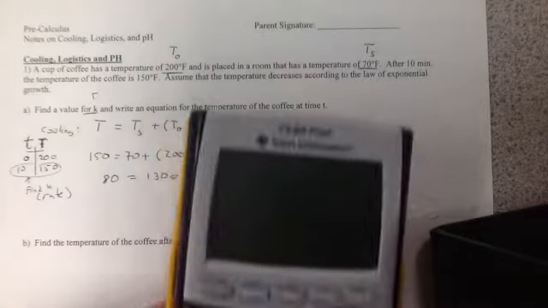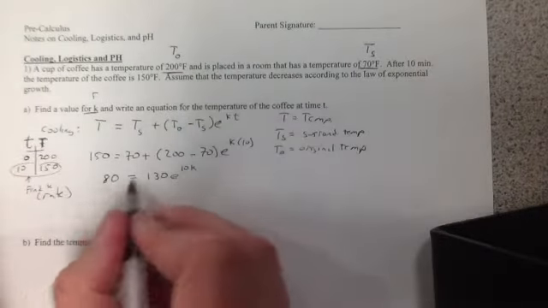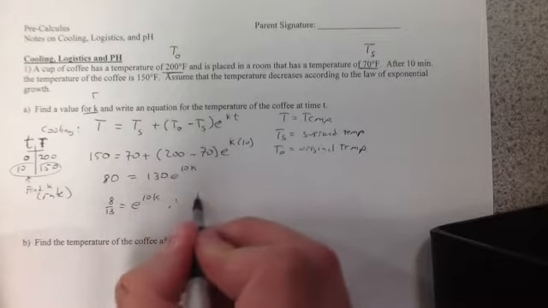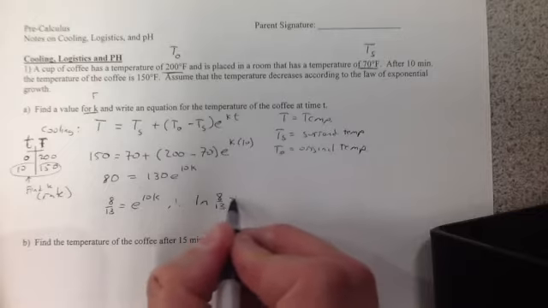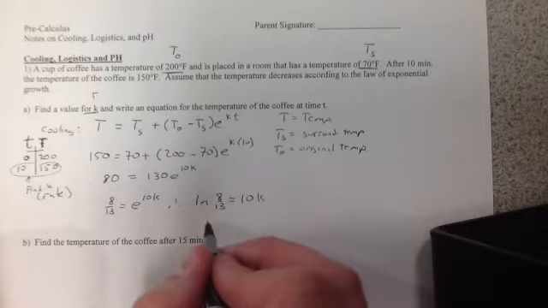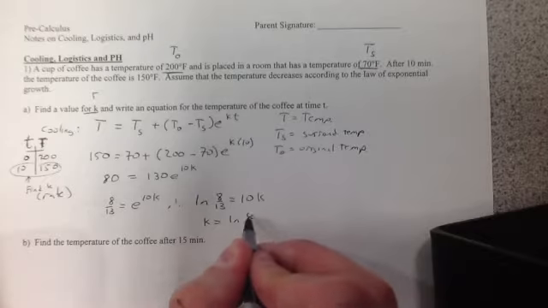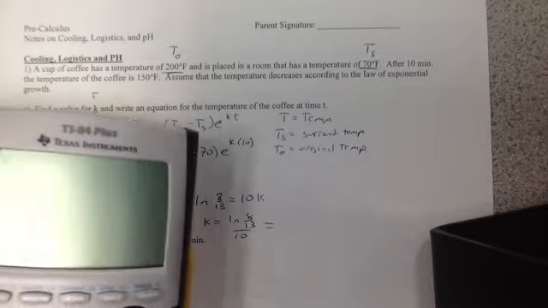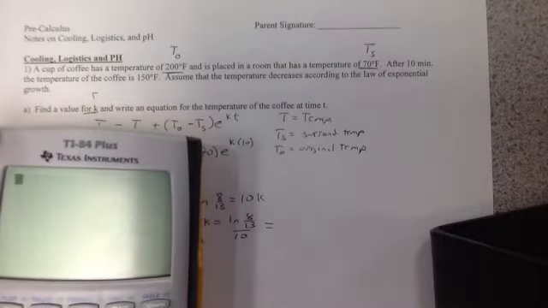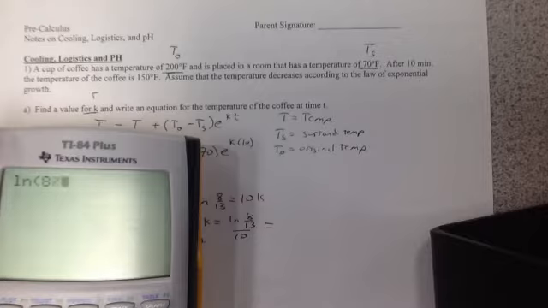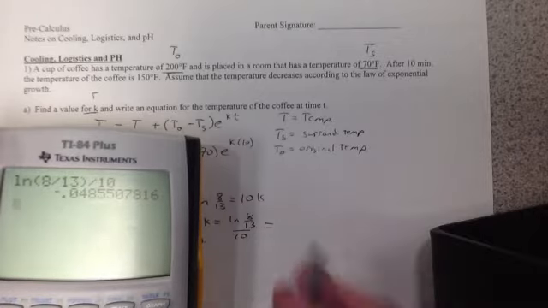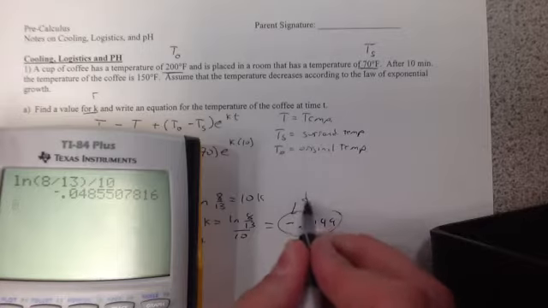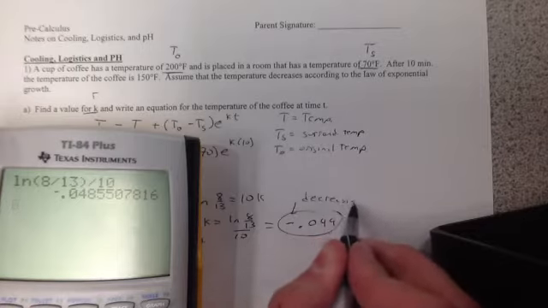And we know how to solve this. We divide. We are going to get 8 over 13 equals e to the 10k. Therefore, the natural log of 8 over 13 equals 10k. So k equals the natural log of 8 over 13, over 10. And we just divide. Natural log of 8 divided by 13, divide that by 10, and we get negative 0.049. Now, it should be negative because it is decreasing.